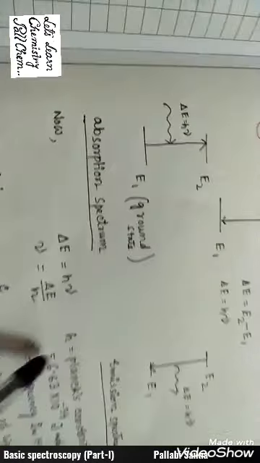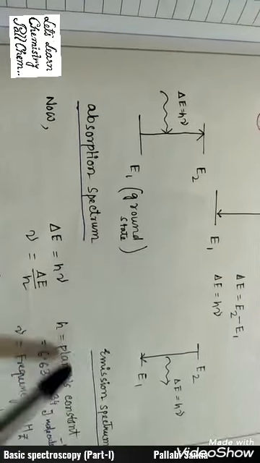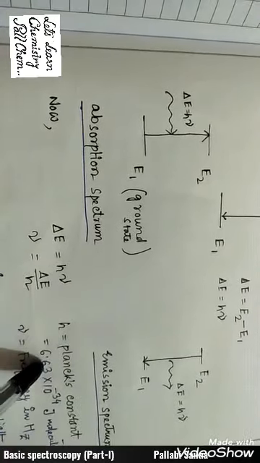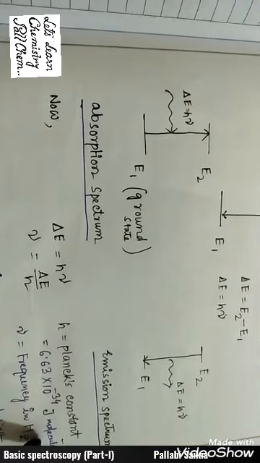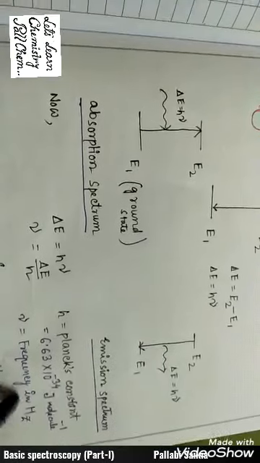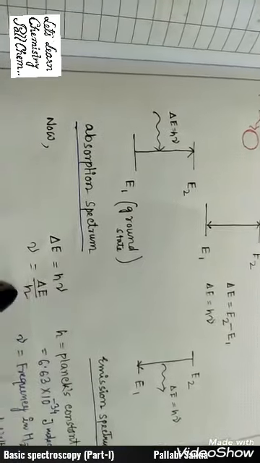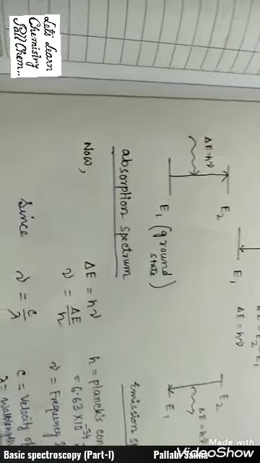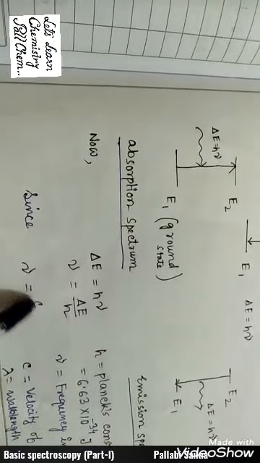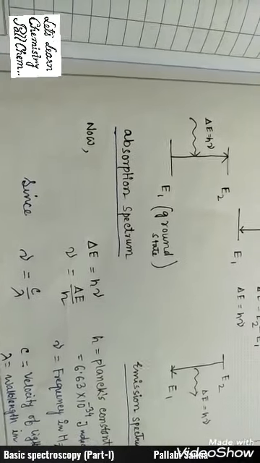Now, according to Planck, del E equals h nu. Here h is Planck's constant, equal to 6.63 times 10 to the power minus 34 joule per molecule, and nu is the frequency in hertz. So nu equals del E by h. Again, nu equals c by lambda, where c is the velocity of light and lambda is the wavelength.